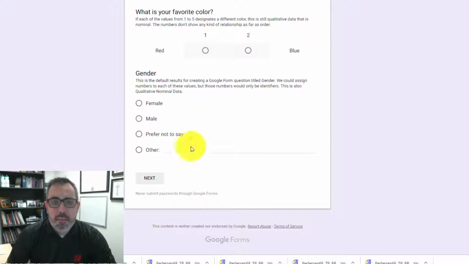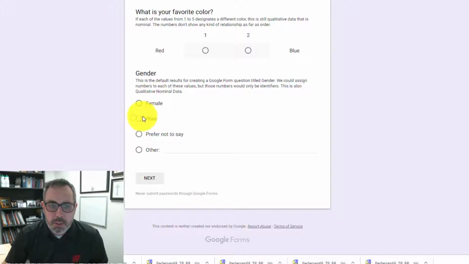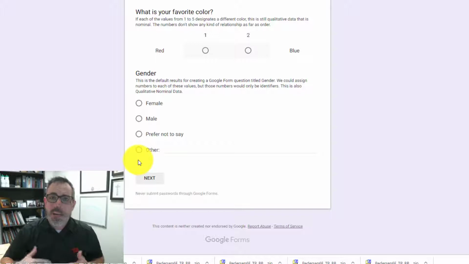You could say the same thing about questions about gender. I could assign values, like female is 0, male is 1, prefer not to say is 2, other is 3. That does not put any kind of hierarchy or ordering in there. So this is, again, qualitative data that is nominal in nature.